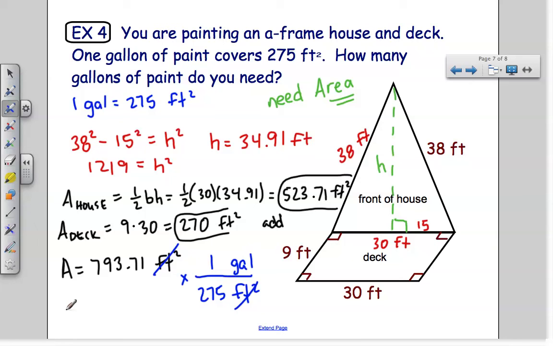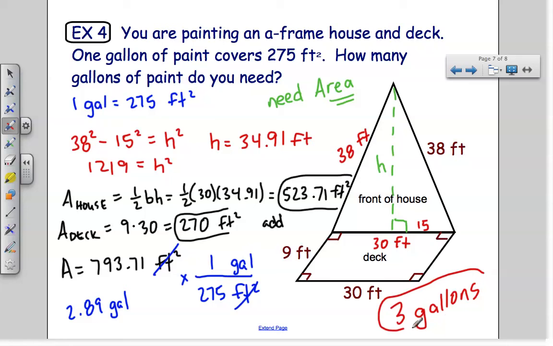And now I get 2.89 gallons. But I really don't think I can buy 2.89 gallons at the store. So I guess my final answer here, I'm going to need to buy 3 gallons, rounding up to the nearest gallon, when I go to the store. So today, looking at area of our basic shapes, rectangles, parallelograms, and triangles.